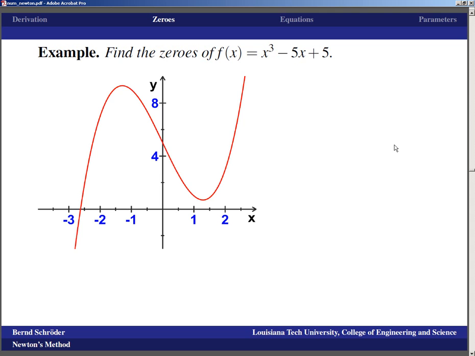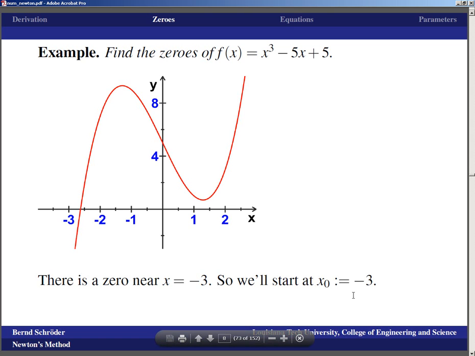Here's the function. First thing you want to do is get a picture, and that function has a 0 near x equals negative 3. So we might as well start at x0 equals negative 3. That's how we get the starting points. If it isn't a total random guess, or if it isn't given, then just graph it and take something that's near the 0.